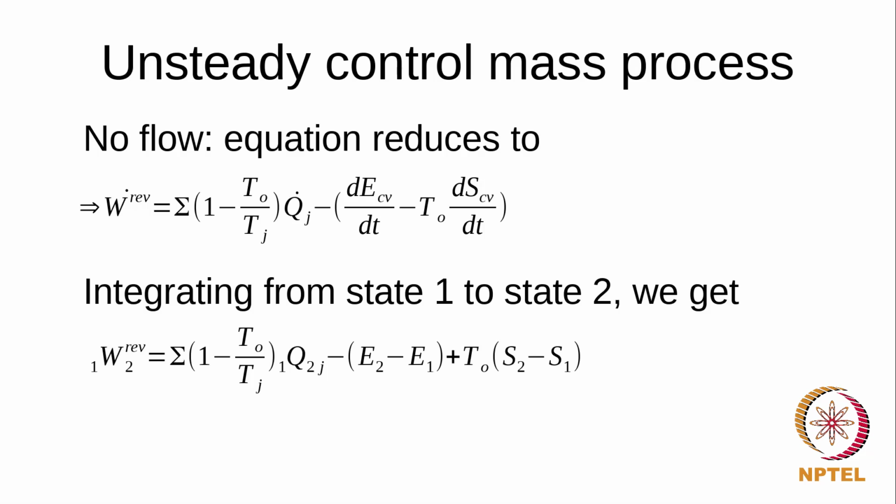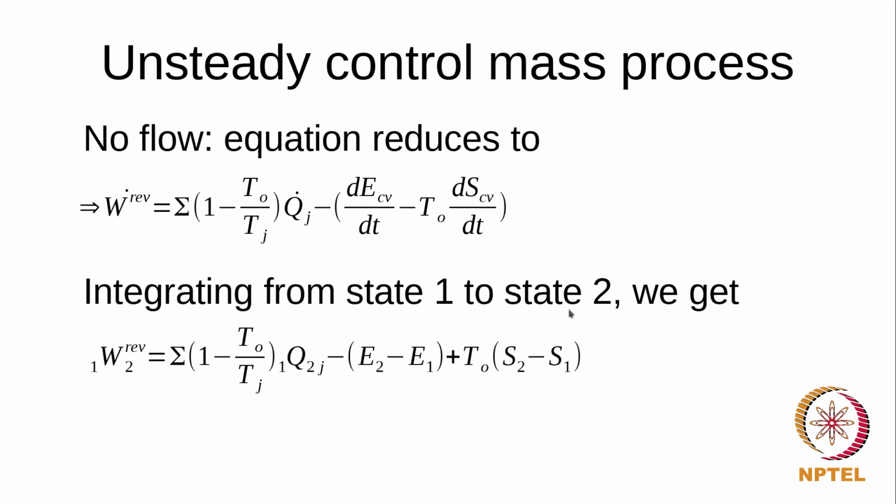So we see that in that case, W dot reversible, which is over here, would be sigma of (1 minus T naught by Tj) into Qj dot, minus whatever is the change in the energy of this control mass with respect to time, minus T naught into whatever is the change in the entropy of this control mass with respect to time. What we can also do is to integrate this from state 1 to 2. We could also integrate it in the case of the control volume if we knew enough things about the state of the mass and the entropies and enthalpies and so on. But in the case of the control mass, it's a lot easier to integrate.